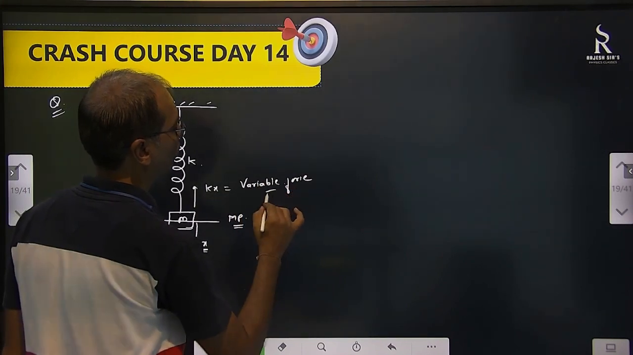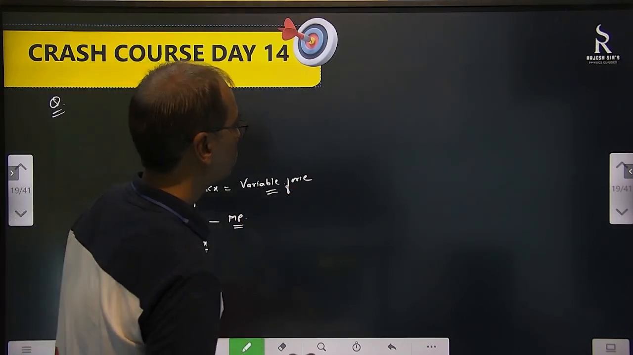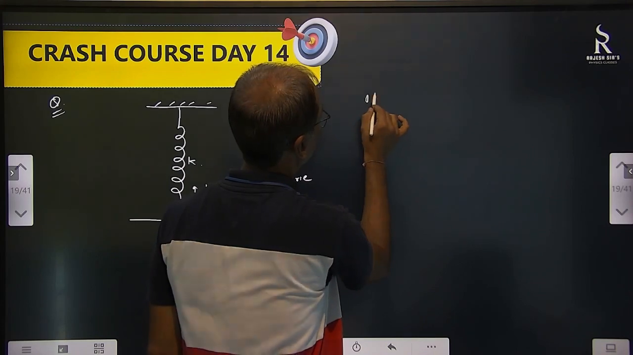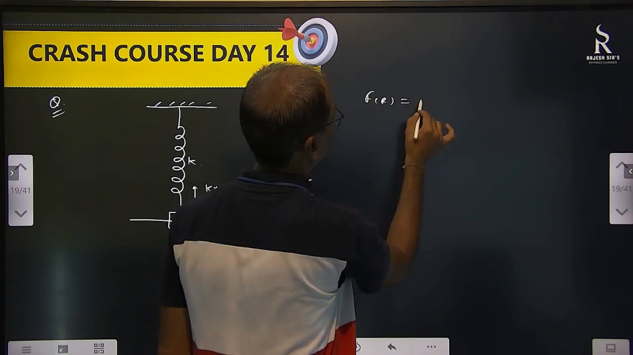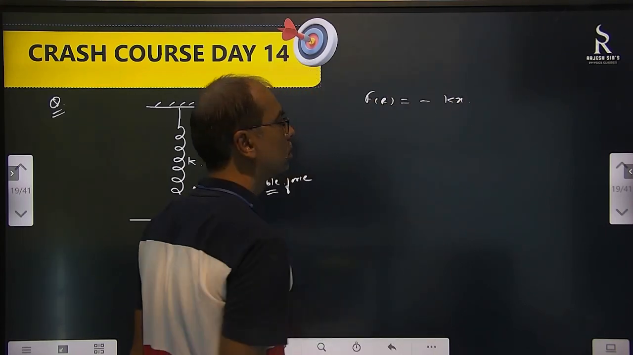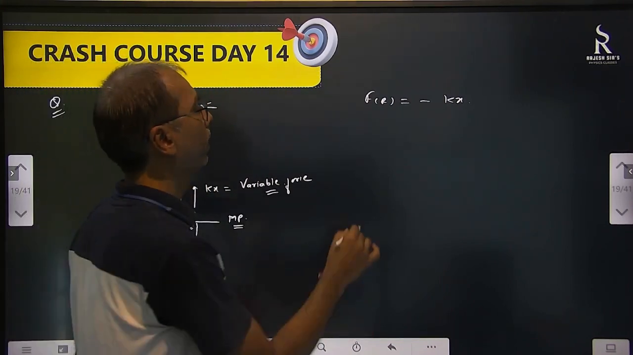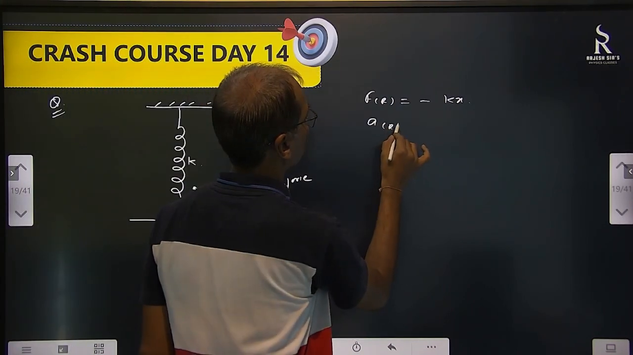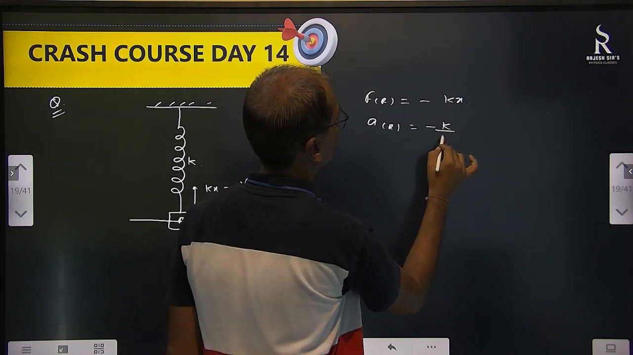Just write variable force, nothing else. So variable force I am writing. I am writing it as restoration force only. So minus kx I am writing. That's it. Then acceleration is minus k by m into x.